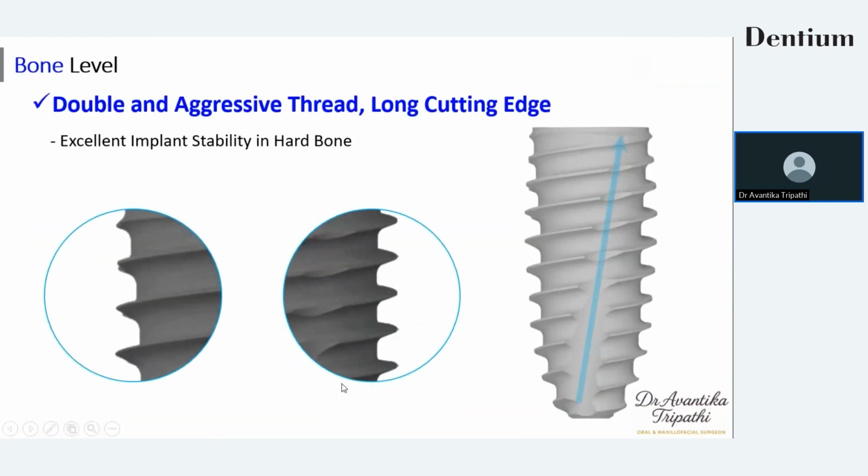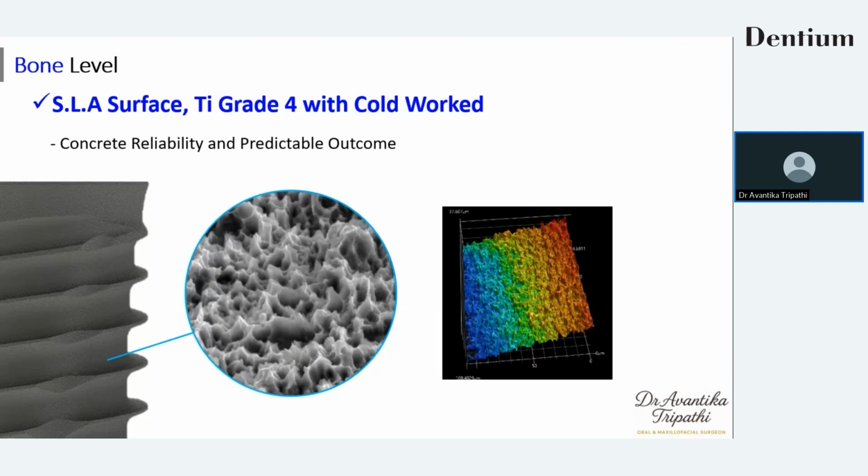It has a double threaded design as in Superline, but the threads are more aggressive than in Superline. So they will bind with the bone in a more precise and better manner. They have a very long cutting edge running on the entire surface of the fixture. So basically, what is the role of the cutting edge? Whenever we are placing the implant, it does not exert much heat on the surrounding bone. The implant simply goes inside the bone without causing much stress on the surrounding bone. The surface treatment is the same as Superline: SLA, sandblasting with large grits and acid etching.